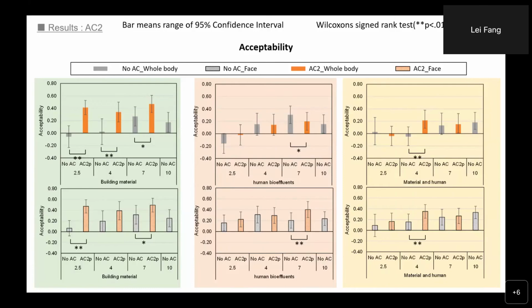In the room where the pollutants are a mixture of building materials and human bioeffluents, we didn't observe much improvement at the low ventilation rate, but at high ventilation rate we observe some improvement. And again, comparing facial exposure with the full exposure, it slightly improved with facial exposure.